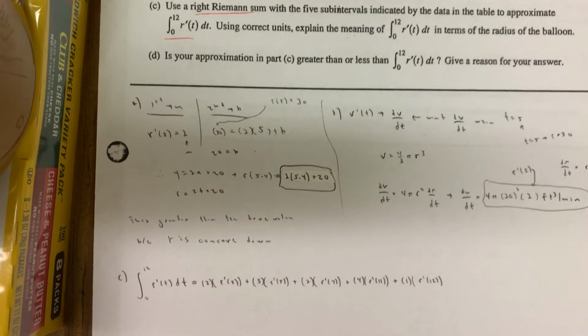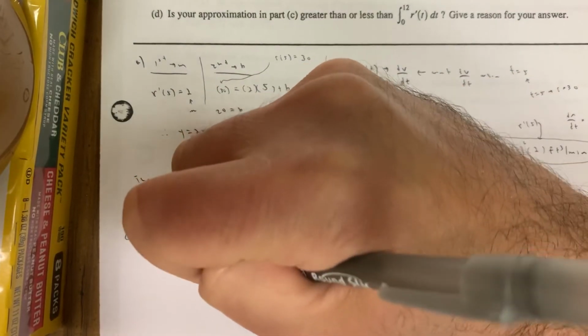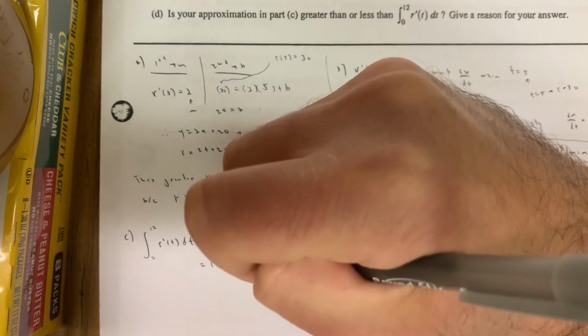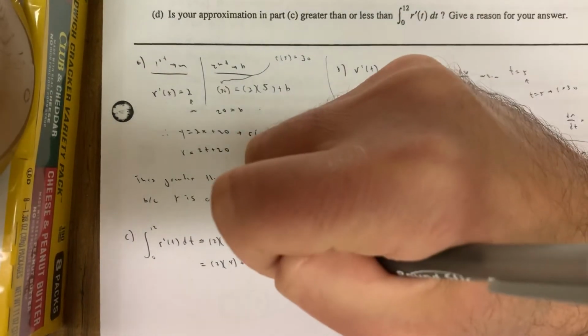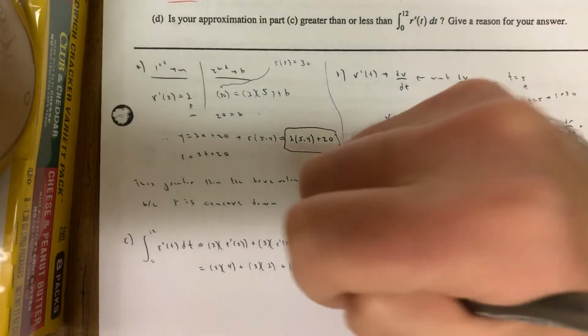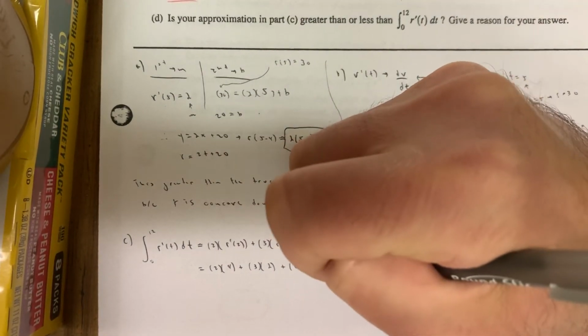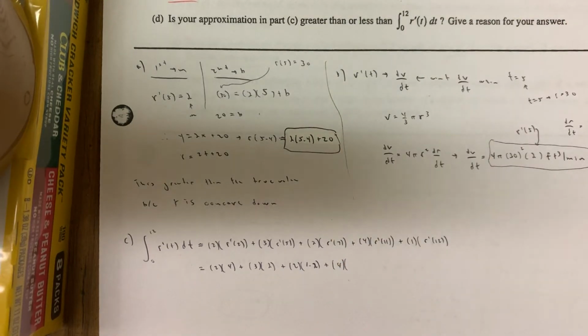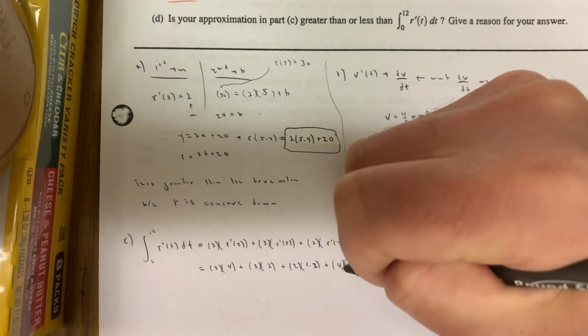Okay, and once again, show that you know how to plug the numbers in here. This is really 2 times r prime of 2, which is 4, plus 3 times r prime of 5, which is 2. We've used that a bunch of times already in this problem. Plus 2 times r prime of 7 is 1.2. Plus 4 times r prime of 11 is 0.6.